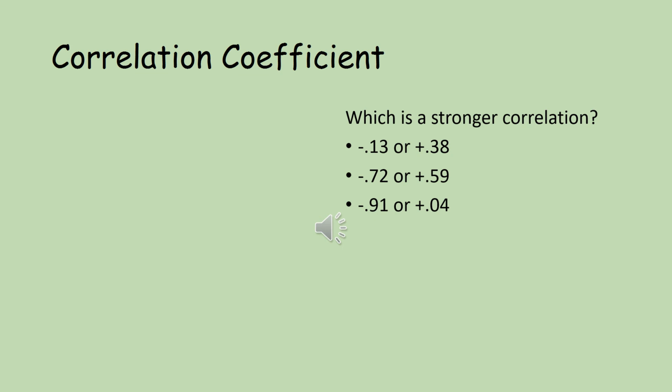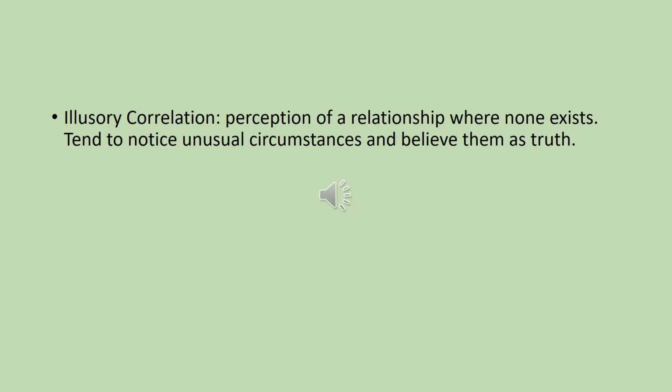0.72 or 0.59, 72% would be stronger, so negative 0.72. Negative 0.91 or positive 0.04, obviously 91 would be higher than 0.04. And finally, an illusory correlation.